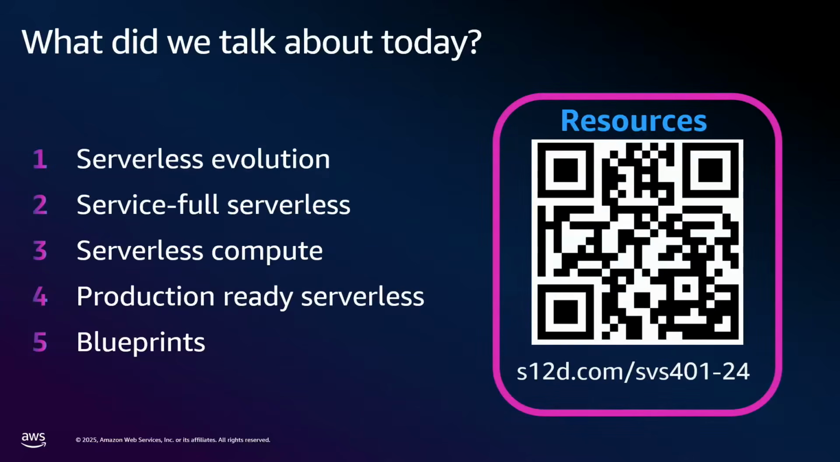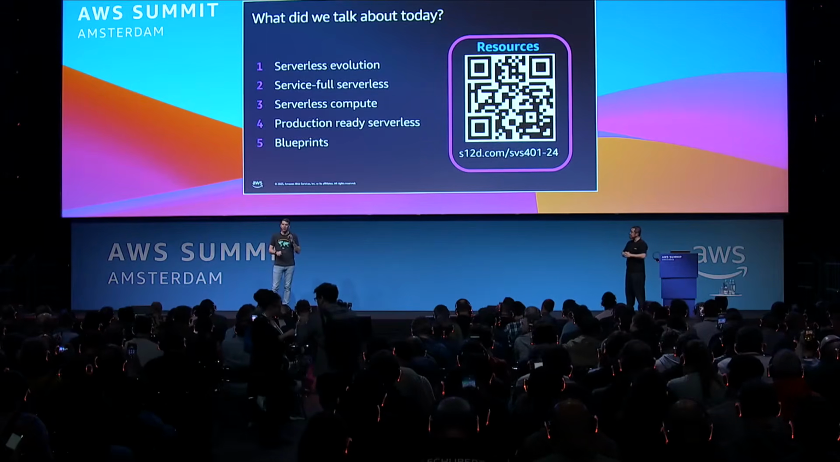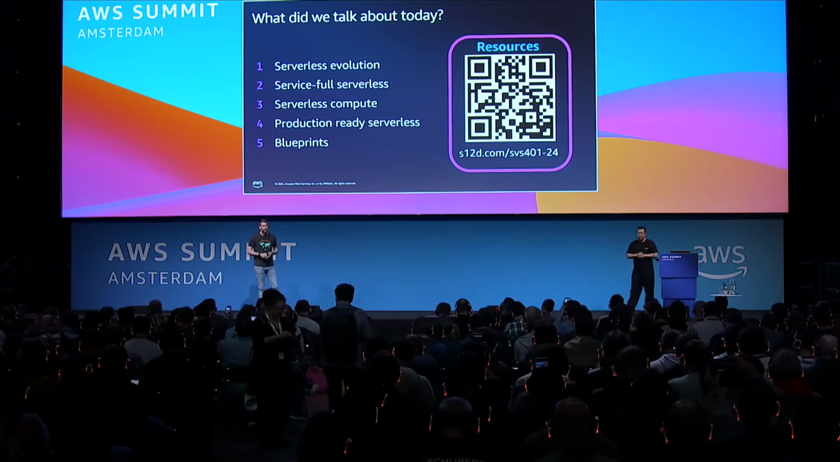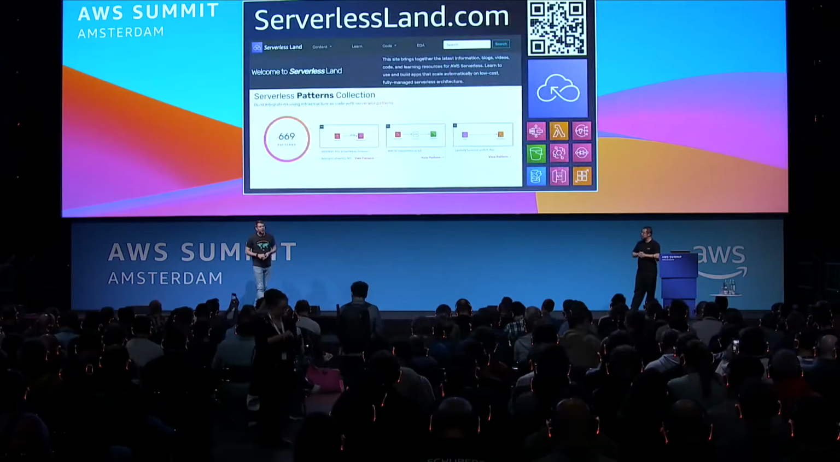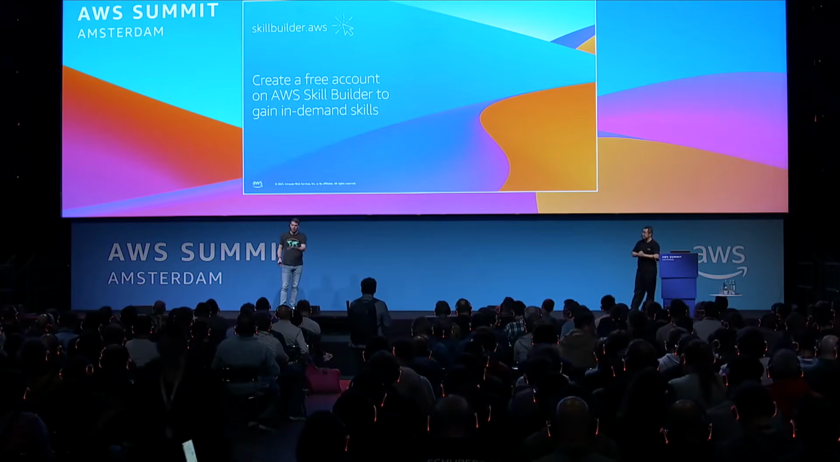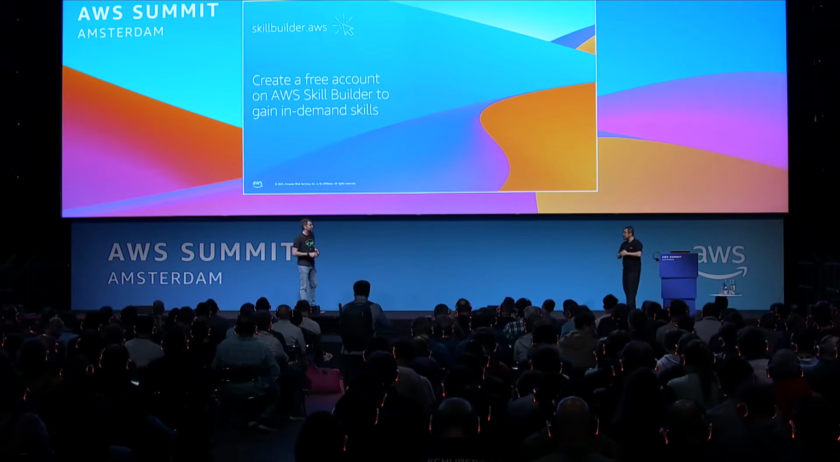And as promised, we have given you a lot of information in the last 45 minutes, but there's still way more that we can't share. So there's a link there with more resources. Go and learn and find out more about how to build production-ready serverless applications. And we mentioned it briefly before, serverlesslam.com, that is your go-to place to find more serverless information and to learn more about serverless. And of course, if you want to learn even more, you should check out skillbuilder.aws as well.